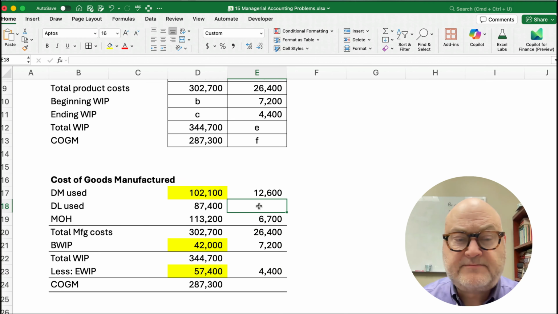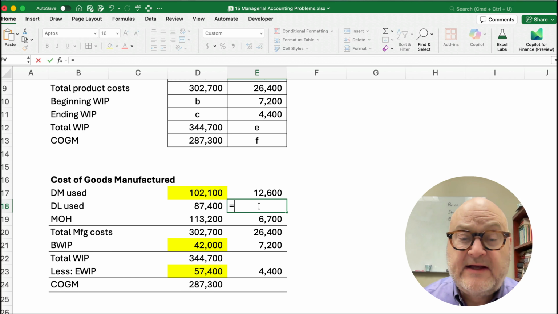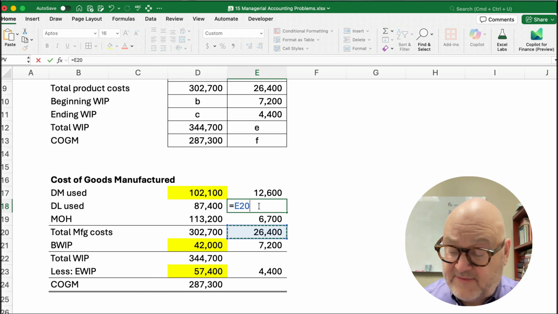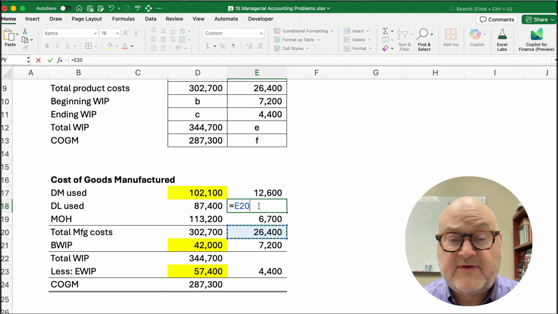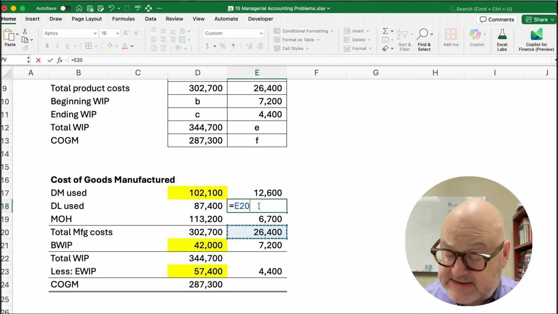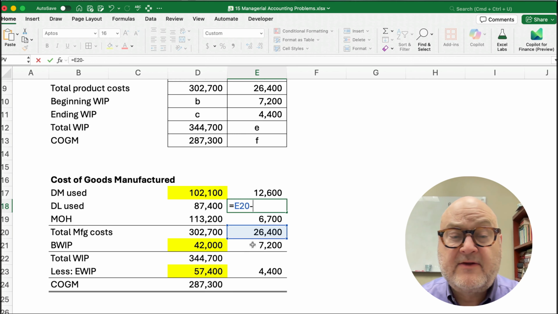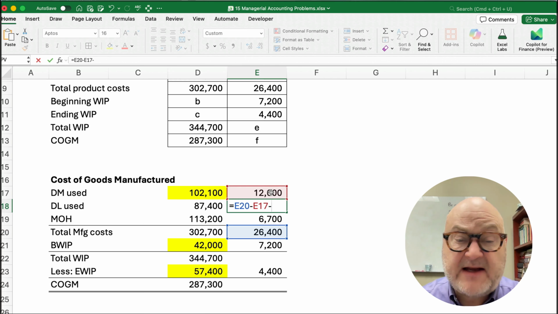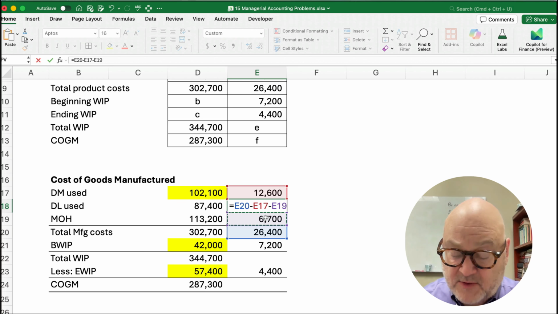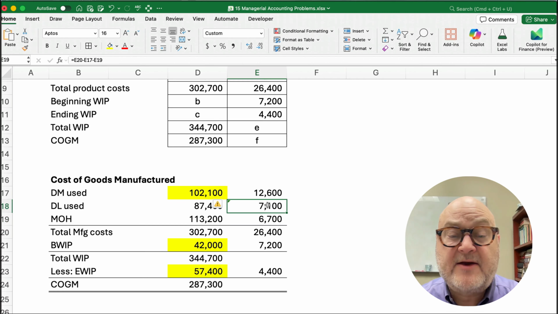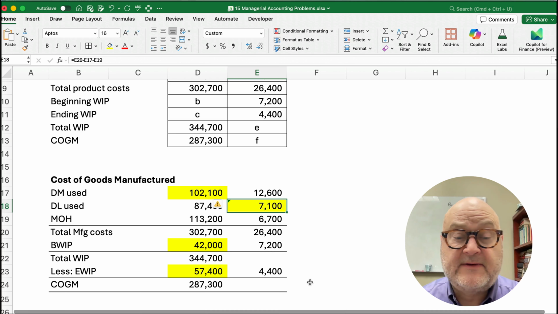All right, direct labor used is going to be part of the total manufacturing cost or total product cost. So 26 minus the direct materials and minus the overhead will give us our direct labor. So that number right there is a number we calculated. 7,100 is the answer for direct labor used.